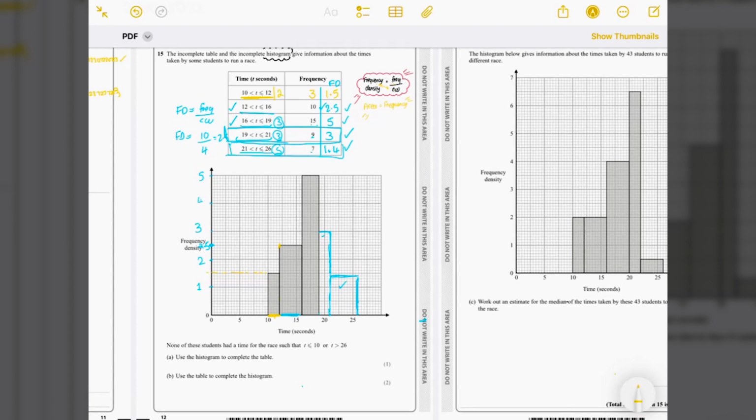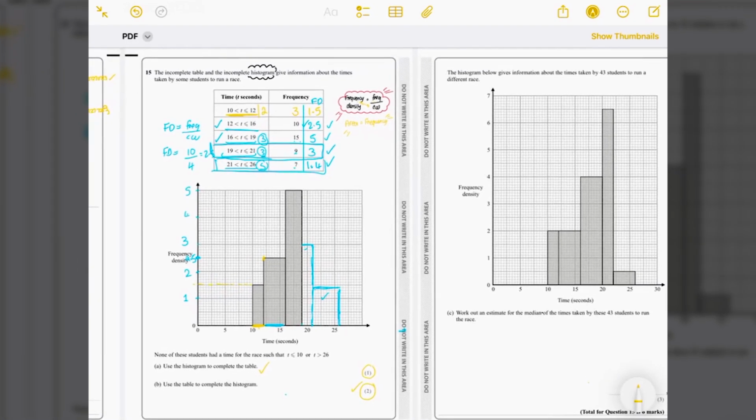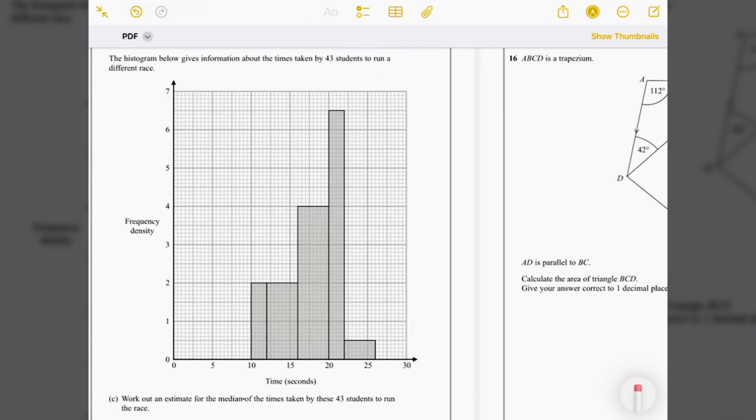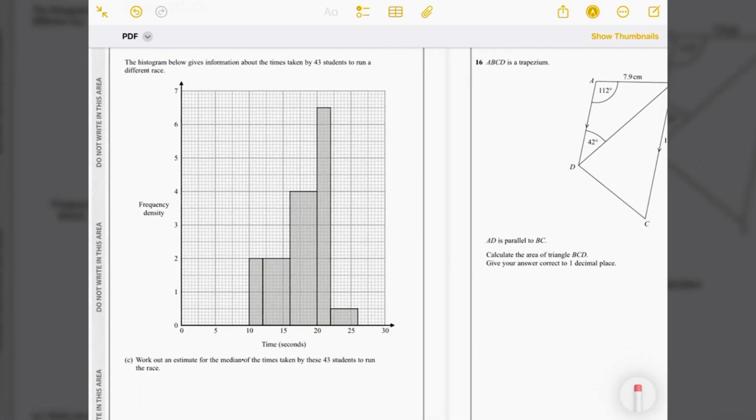I have now completed. Okay, use the histogram to complete the table. We've done that. Use the table to complete the histogram. We've done that as well. Now let's look at the next question. It gives information about the time taken by 43 students to run a different race. Work out the estimate for the median of the times taken by these 43 students. Right, so the median is the middle number, right? So we've got 43 students, so that's 43 divided by 2, which is the 21.5th student.